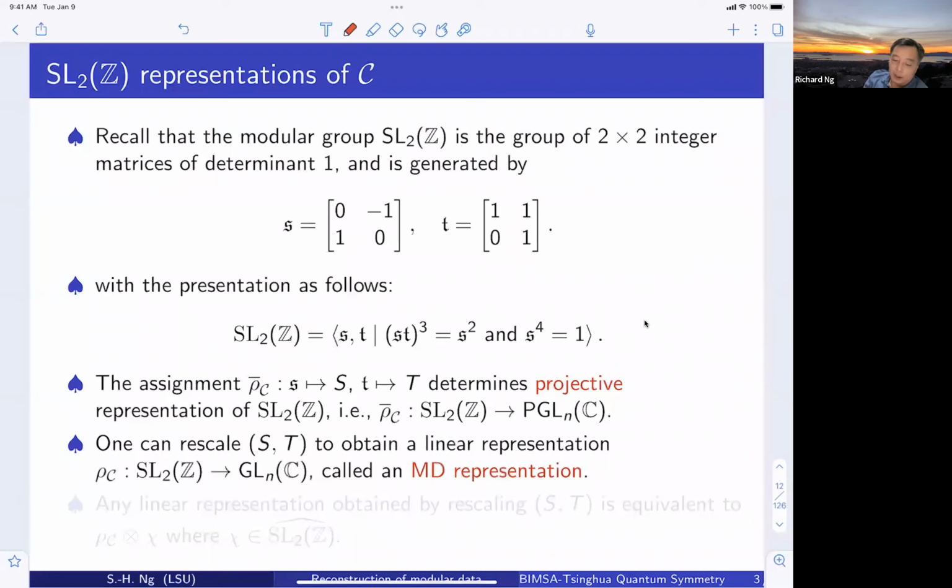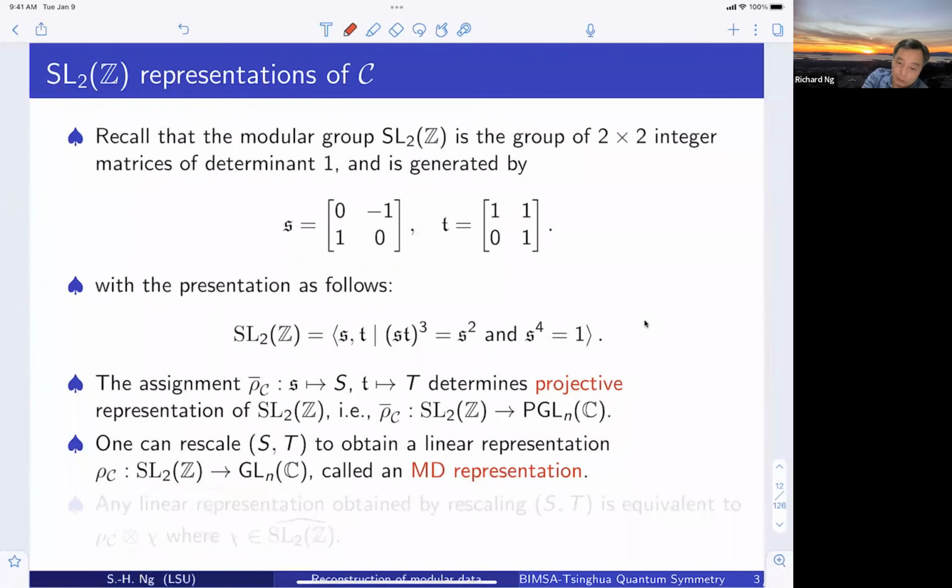But nevertheless, we linearize it, or we scale these matrices to make it into a representation, not the projective one, but an ordinary one. So this is a projective representation, and this is an ordinary representation, just by rescaling. Rescaling S and rescaling T, you can rescale S by the square root of the dimension and T by some third root of the central charge. Then you get one linearization of the projective representation. Any representation obtained by rescaling the S and T matrices of the modular tensor category is called an MD representation in the paper. MD really means modular data representation, a representation derived from the modular data.